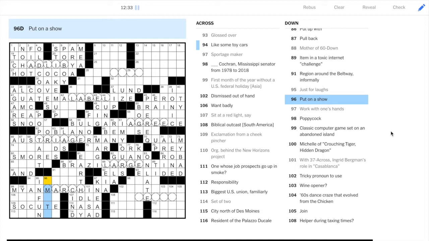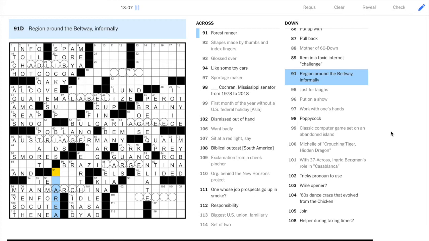emote. I know there's a computer game called Myst with a Y, so this would be yen for. You'll often see yen instead of yearn. I've never met anyone who says yen when describing a strong want. This is the NEA, Teachers Union. Region around the Beltway informally, DC area. Not sure how informal that is.